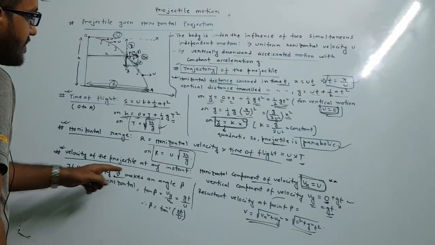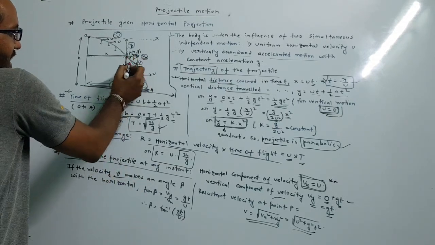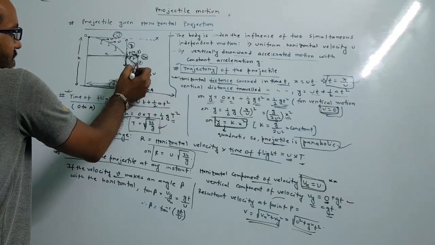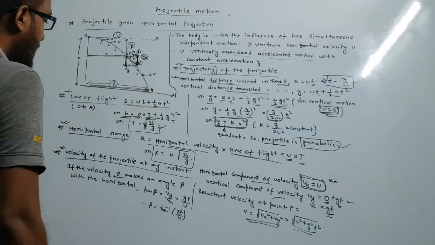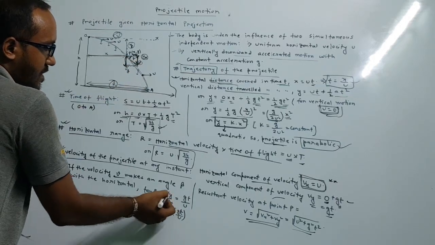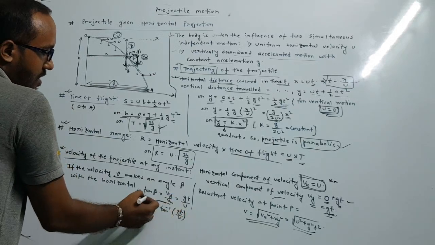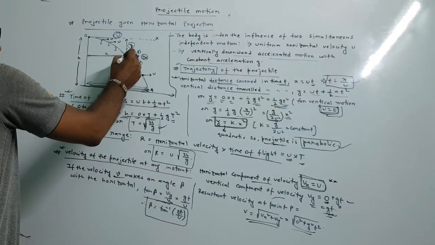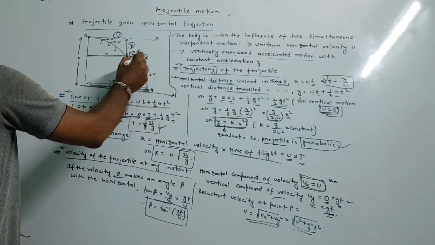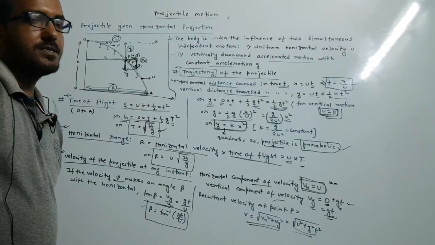If the velocity v makes an angle beta with the horizontal component, then apply tan beta. Tan beta would be vy by vx. We got vy as gt, vx we got u, so gt by u. So from here we can calculate the angle the particle is making with the horizontal direction, and that would be tan inverse gt by u.